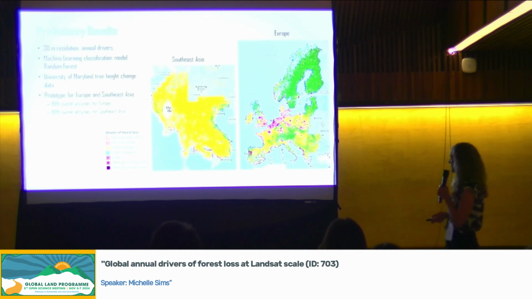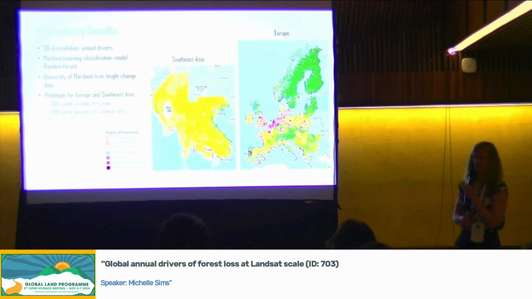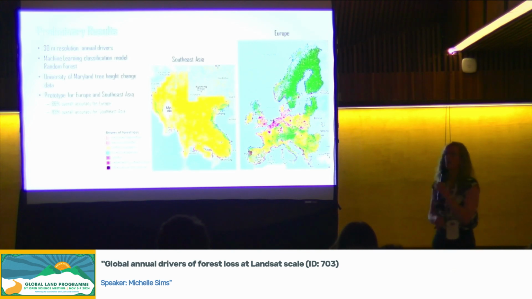The basis for this model is actually the University of Maryland tree height change product. They have an annual tree height change product available for Europe and the Mekong region, so that's why we've begun testing in these regions, but they are preparing to release that globally, hopefully soon. And initial testing has shown over 80% accuracy for this model as well.